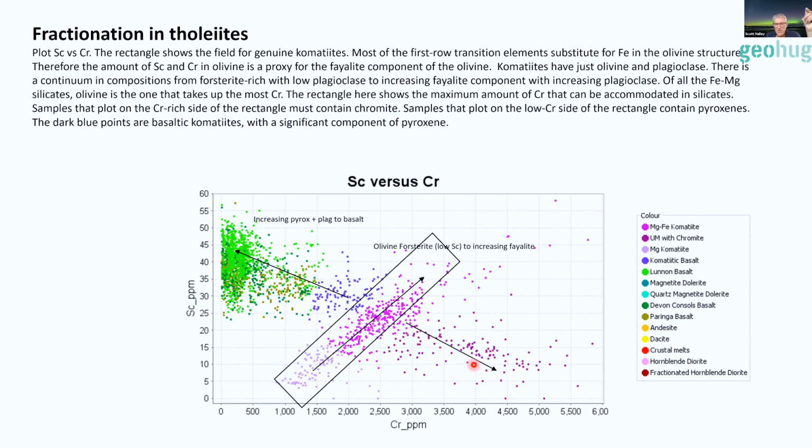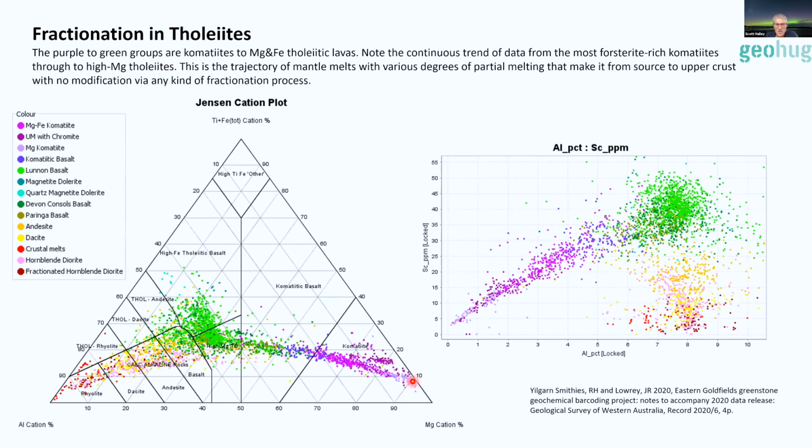There are some samples in here that have an excess of chrome. These have more chrome than can be accommodated in olivines. So these are ultramafic rocks that contain chromite, and they plot above the komatiite trend. These are iron enriched, so they have gone through some kind of fractionation process that enables them to crystallize chromite.